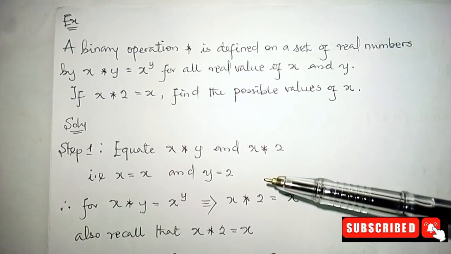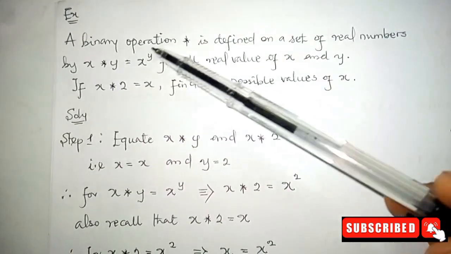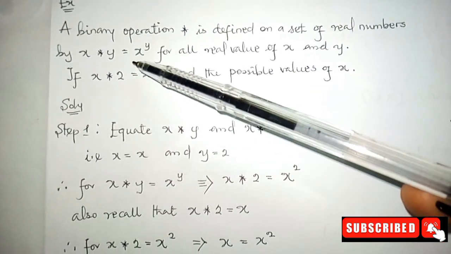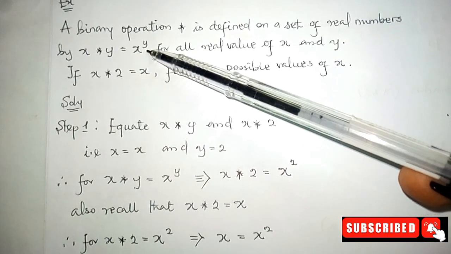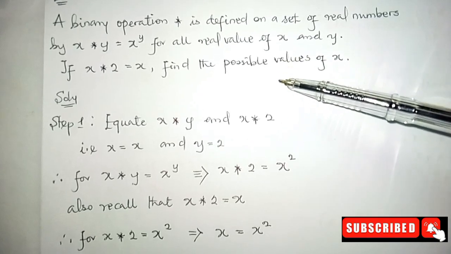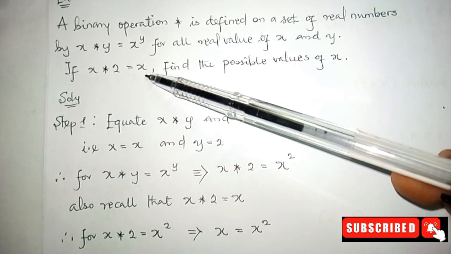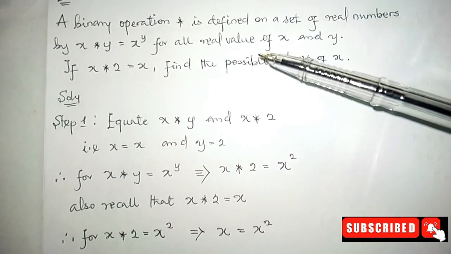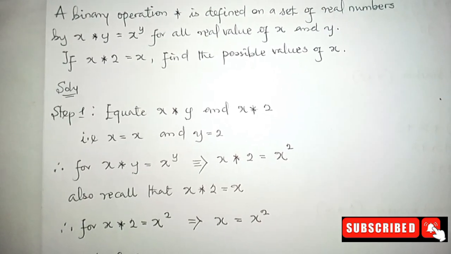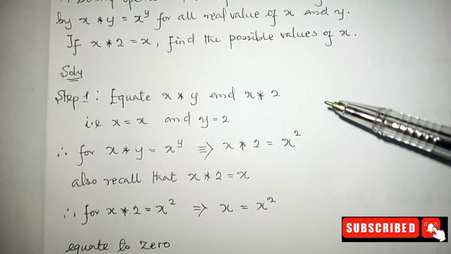Then we get to look at one more aspect of binary operations. We say a binary operation asterisk is defined on a set of real numbers by x asterisk y equals x raised to power y for all real values of x and y. If x asterisk 2 equals x, find the possible values of x. Now this question looks a little complicated, but let's take it a step at a time.